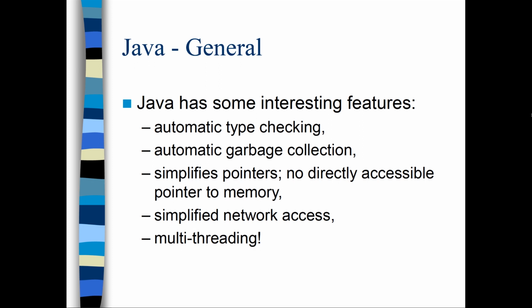The next slide highlights some of the interesting features of Java. What are those? These are automatic type checking, automatic garbage collection, and simplified pointers. The most interesting thing here is Java has no directly accessible pointer to memory. That means the pointer concept which we knew from C and C++ cannot be applied in Java. This adds more security aspects to this language.